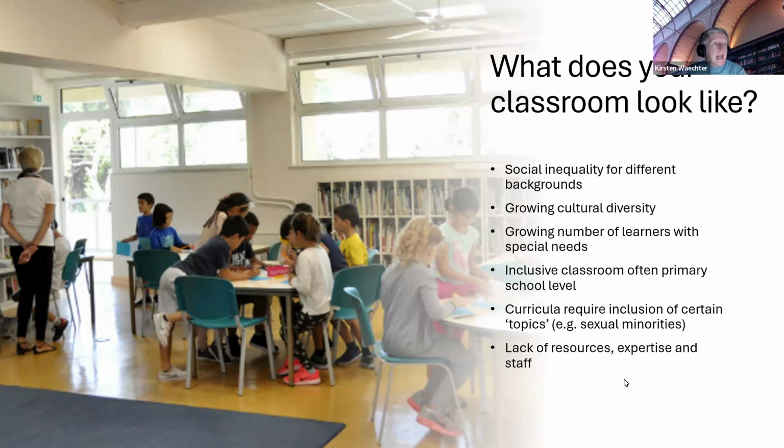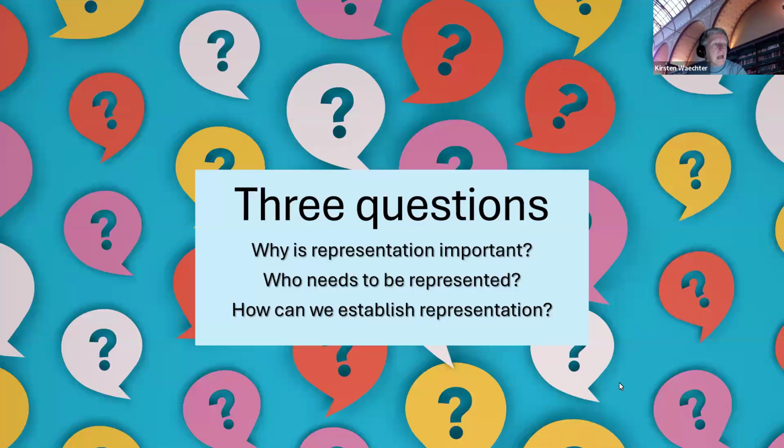Okay, good, thanks. So in this part, I'd like to briefly address these three questions. First of all, why is representation important? And then we have who needs to be represented, and how can we establish representation of diversity?